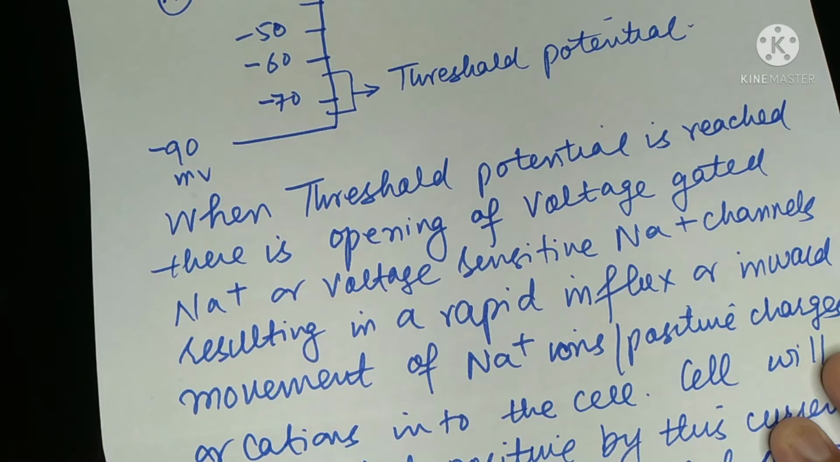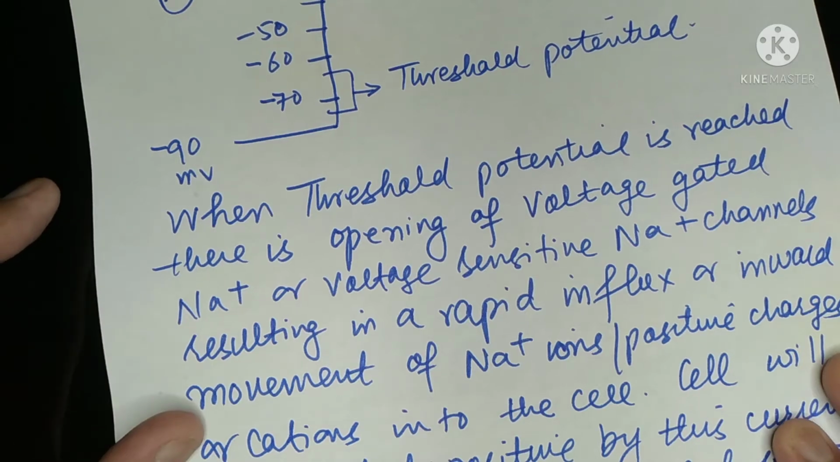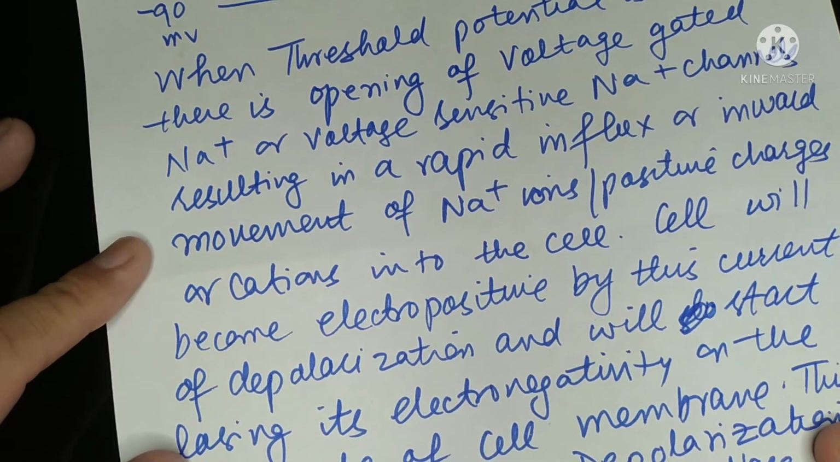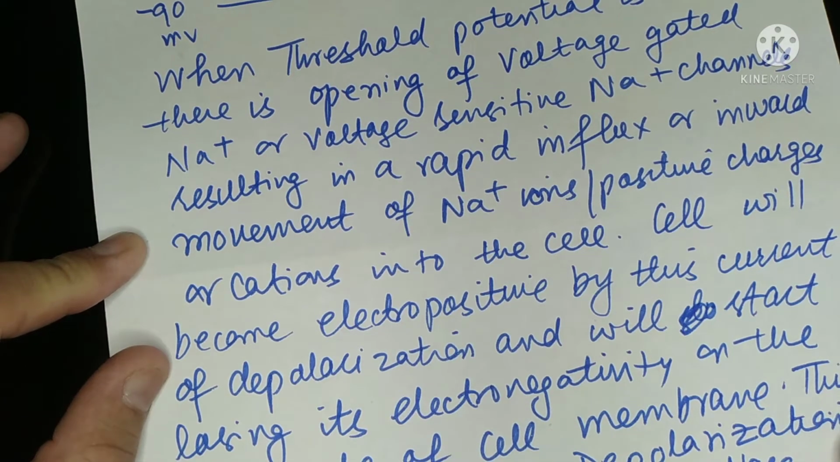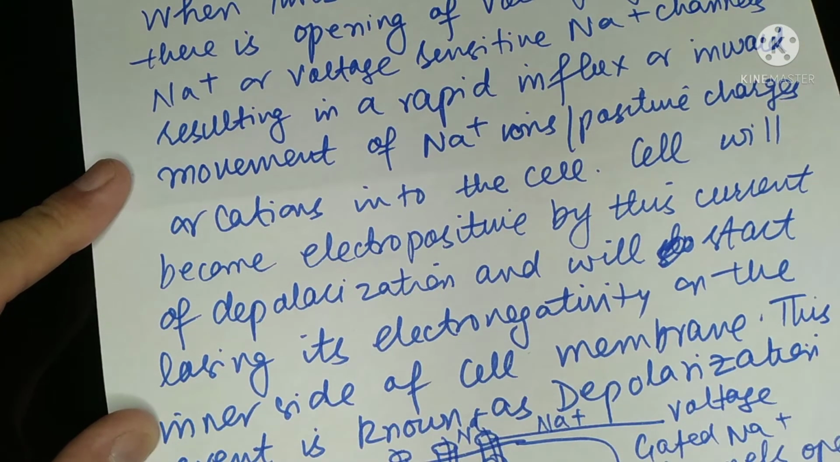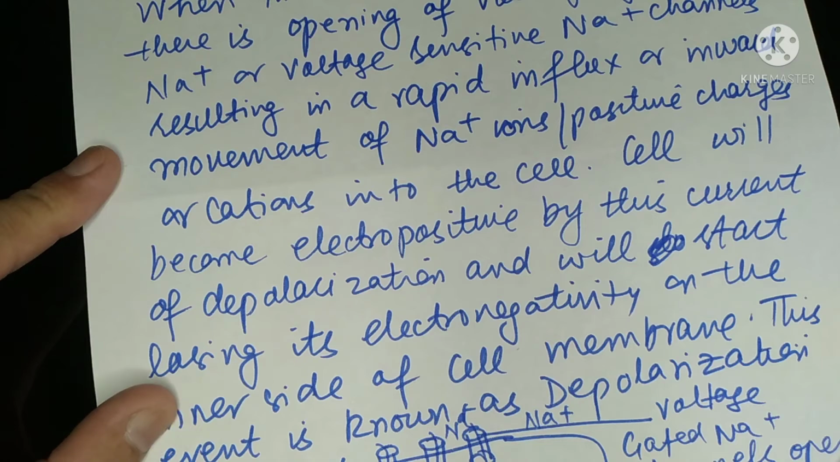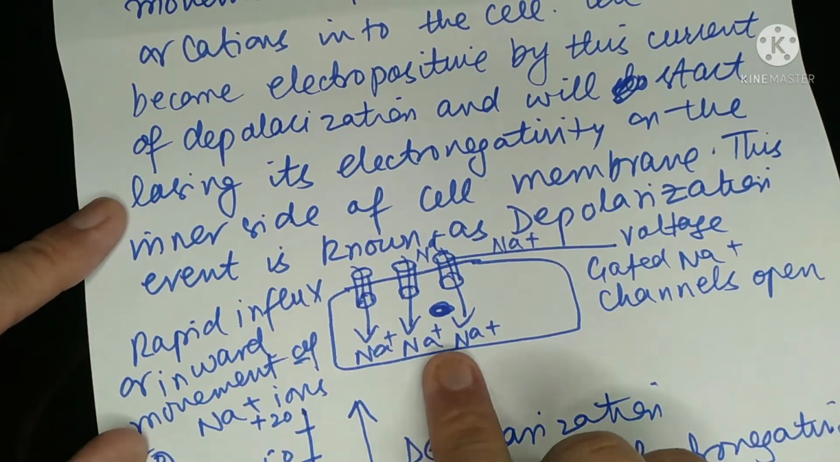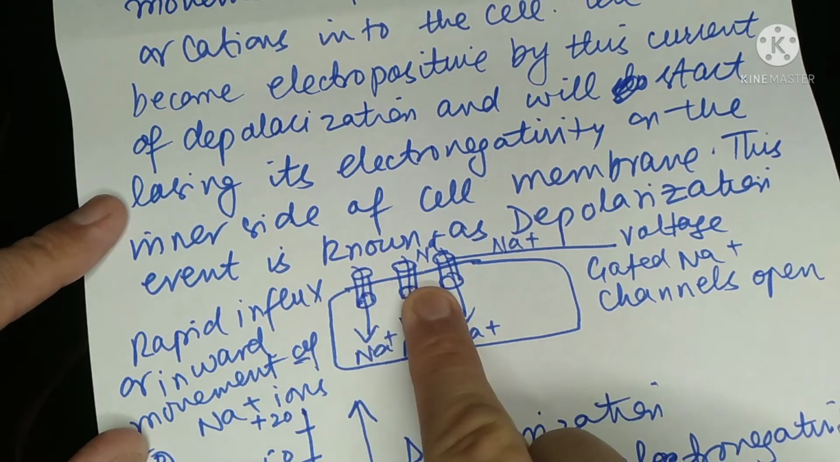of which there is rapid and massive inward movement or influx of sodium ions from outside into the inside of the cell, as a result of which the cell will become electropositive by this electrical current of depolarization and will start losing its electronegativity on the inner side of the cell membrane. This event is known as depolarization. You can see here that these are voltage gated sodium channels.